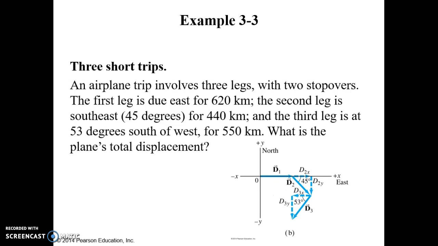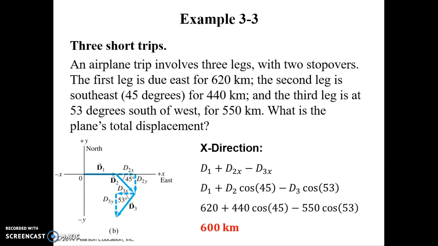Step 1. Break up each vector at an angle into components. Then step 2. Add up all vectors in the x direction. In this example, we have d1 plus d2x plus d3x. We break up d2x and d3x to get d2 cosine 45 and d3 cosine of 53. Plug in the numbers and we get 600 kilometers for the x direction.